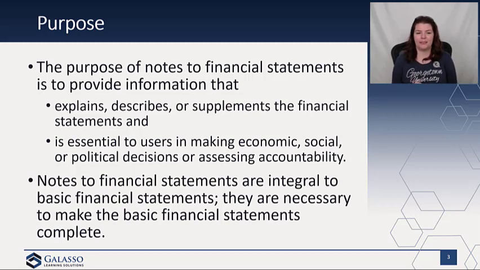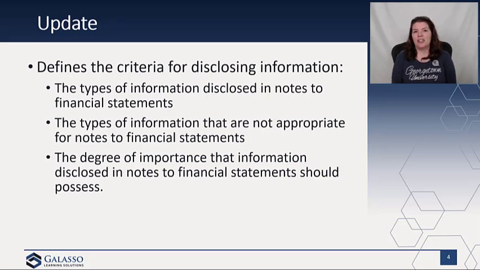That's their purpose. Now, one of the things that they're going to do is provide some updated criteria. So what are we going to do? What are the criteria when we're disclosing information? Well, they're going to provide us, and we're going to dive into each of these, the types of information we should disclose, the types of information we should not, that are not appropriate to disclose, and then the degree of importance, how does that impact the disclosure?